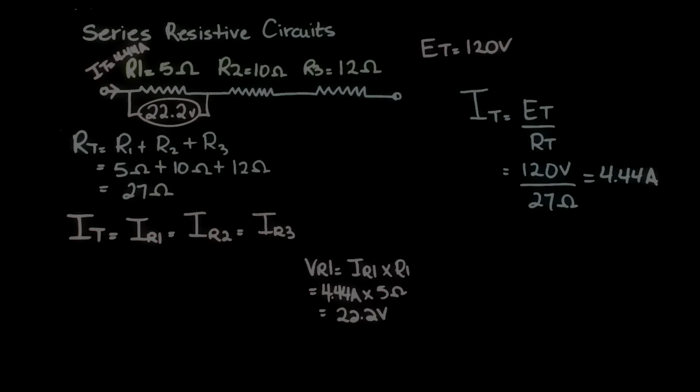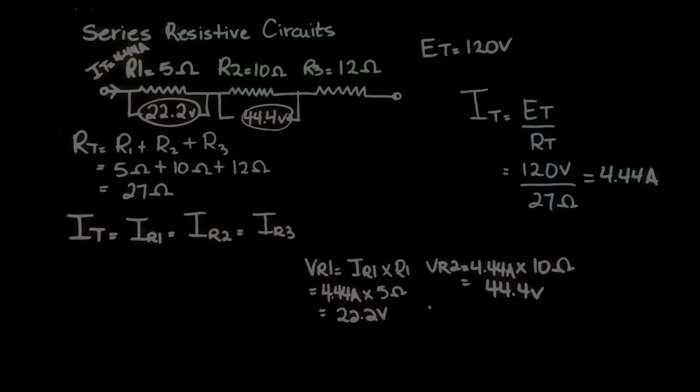Now we would apply the same formula to the second resistor, and we would have 4.44 amps again, being your constant series circuit value, times the resistance in the second resistor, and that would give us the volt drop across it, and that would be 44.4 volts. So if we put our voltmeter across resistor 2, we would read a value of 44.4 volts.